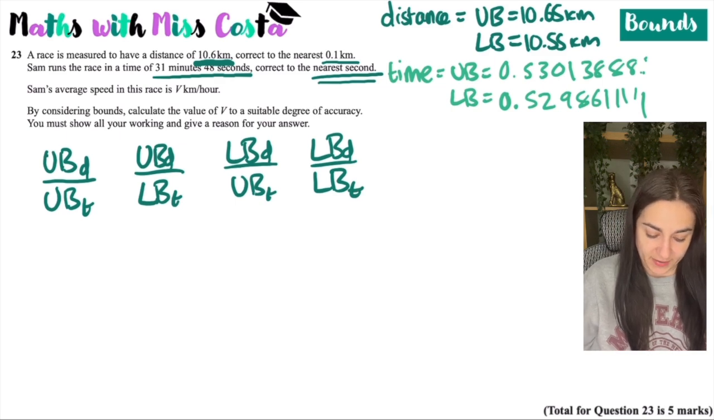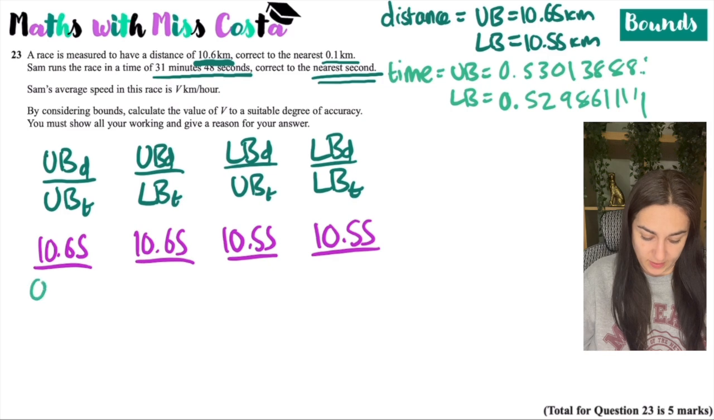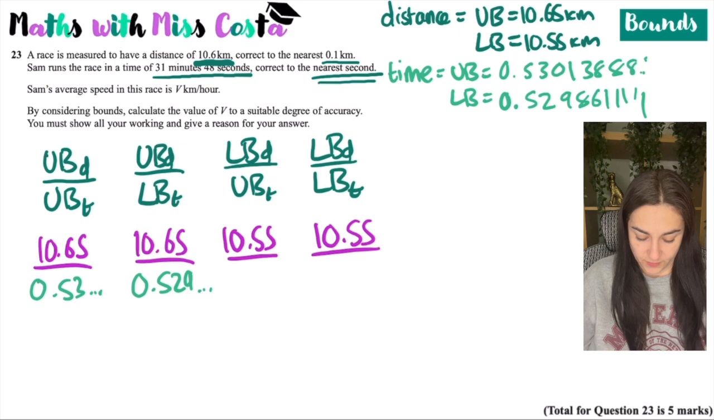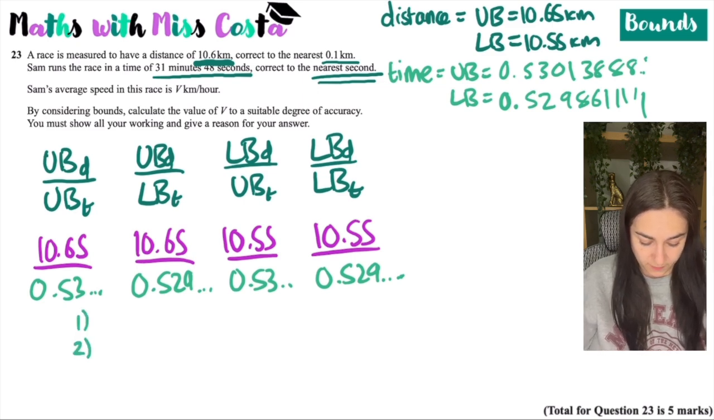So let's just plug those values in. That would be 10.65 and then 10.55. I'm just writing out the distance first. Over the upper bound is 0.53, the lower bound is 0.529, the upper bound is 0.53, and the lower bound is 0.529. So now I know the calculations that I need to do, and I'm going to get 4 values, which I'll write here. So this is my first calculation, second calculation, third, and fourth.